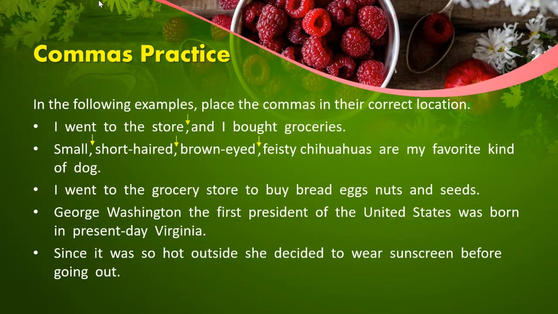In our second example, commas should be placed between small and short-haired, and between brown-eyed and feisty. This is because whenever you have more than one adjective placed consecutively in a sentence that all describe the same noun, there should be commas separating each of these adjectives.